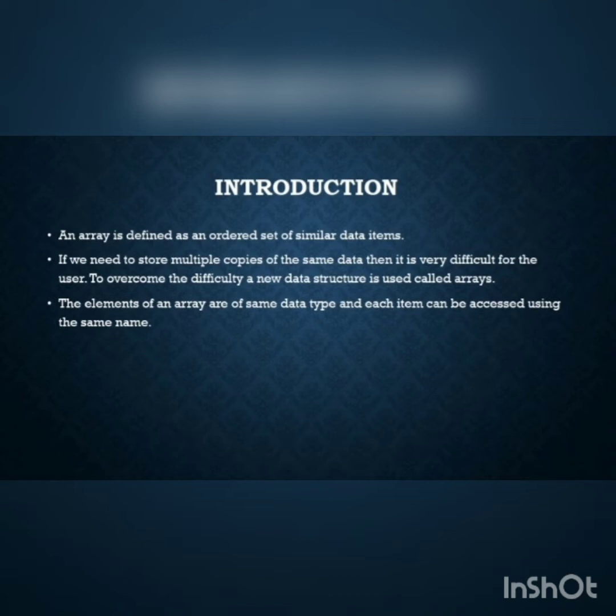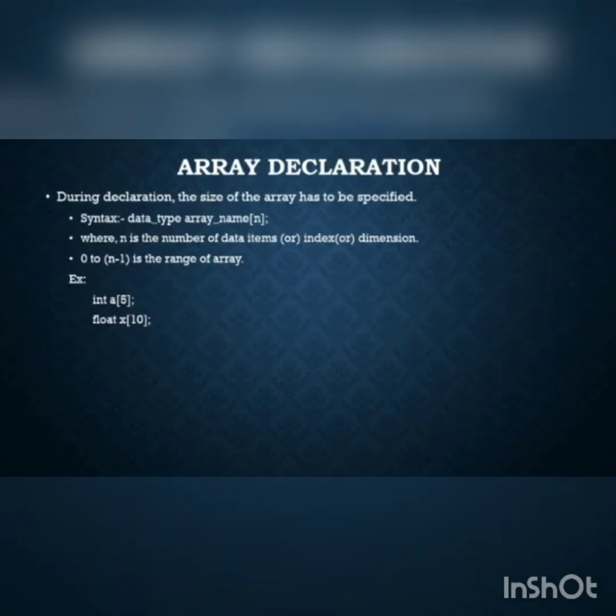Declaration of array. During declaration, the size of the array has to be specified. How many data elements we need to store in an array, we need to define it. Syntax: data type, array name in bracket n, which type of data we want to store into the array, where n is the number of data items or index or dimension. 0 to n minus 1 is the range of array.